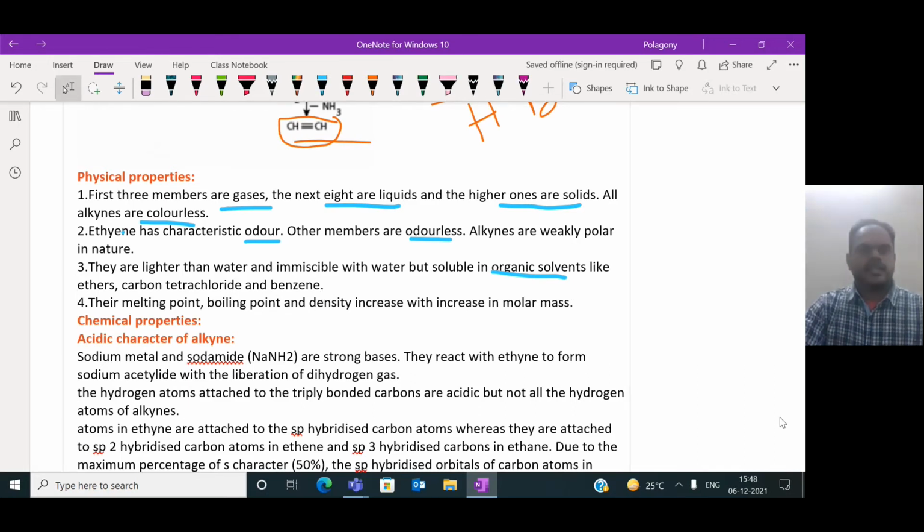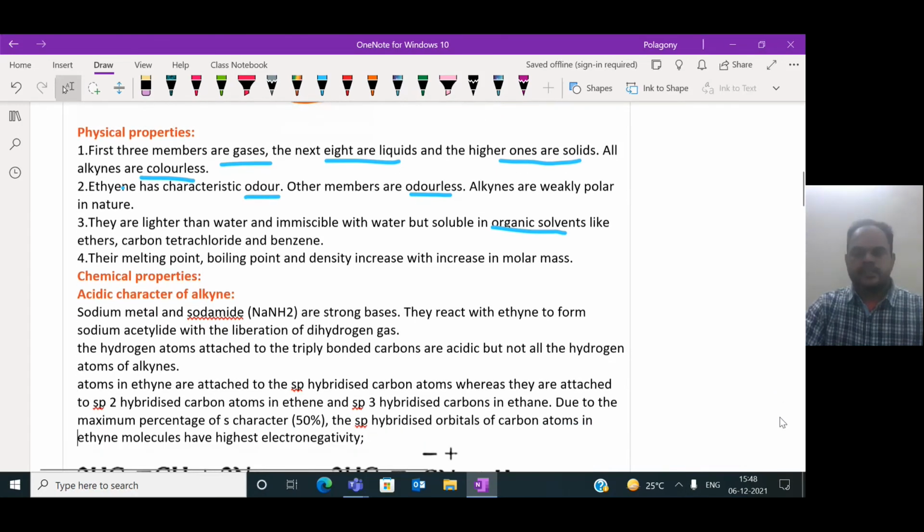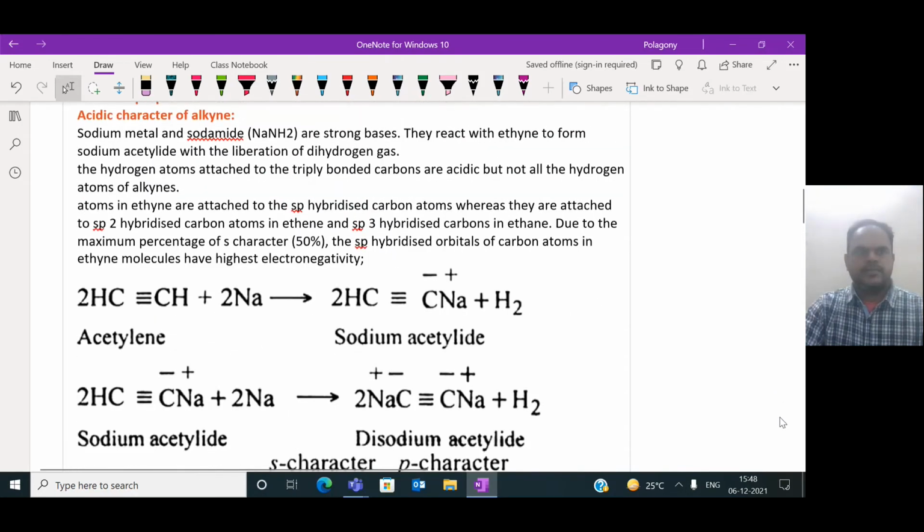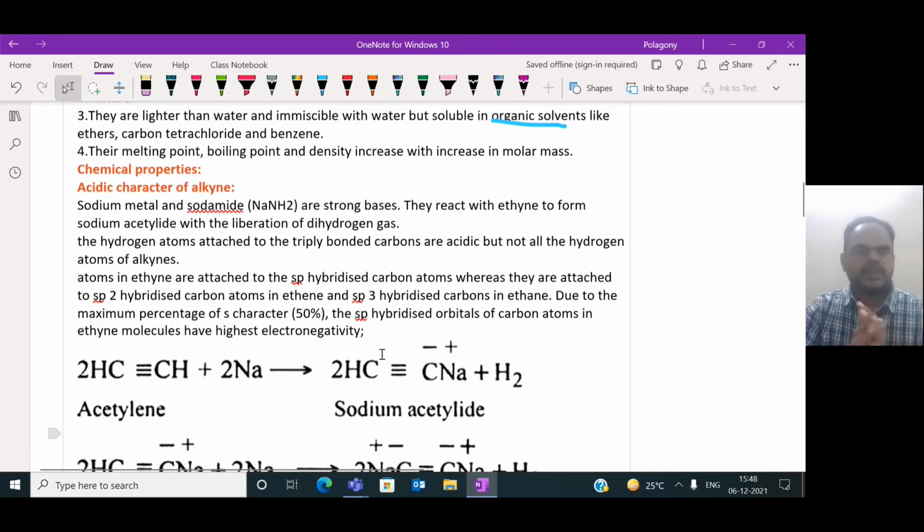Let us discuss the chemical properties of alkynes. The first thing we have to discuss is the acidic character of alkynes. Compared with alkenes, alkynes are more acidic since they lose the proton easily, because the carbon which is sp hybridized is more electronegative and has an electron withdrawing character on the sigma bond. That's why the proton can be easily removed.